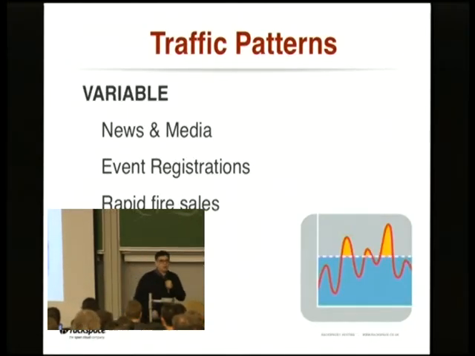Then you have variable scenarios. In this case, it's most news organizations, media organizations. You go to the webpage of CNN or The Guardian, and you will see that when there's a very important news event, they will reduce the amount of objects in their website in order to be able to cope with the amount of traffic that they're getting, which is one of the remediation methods, right?